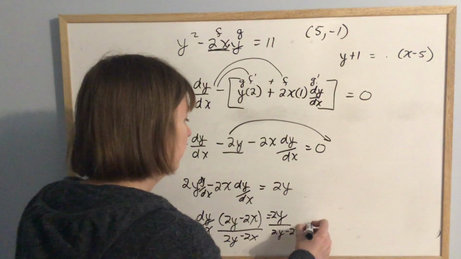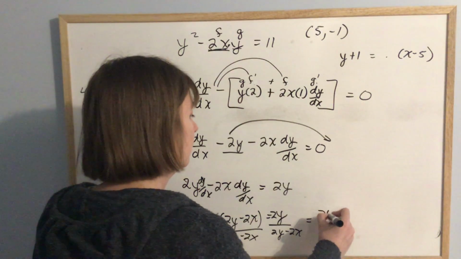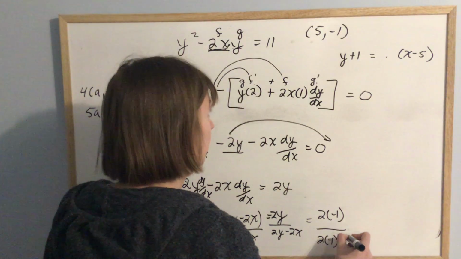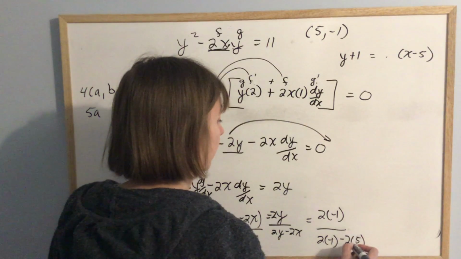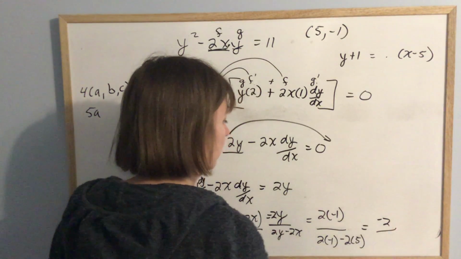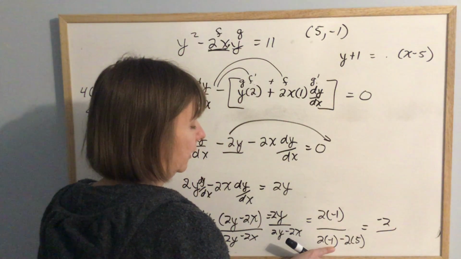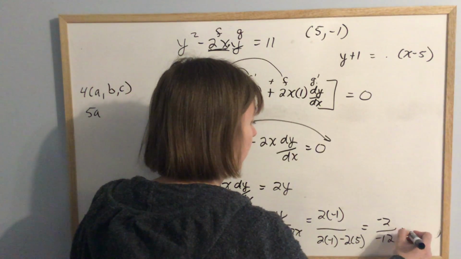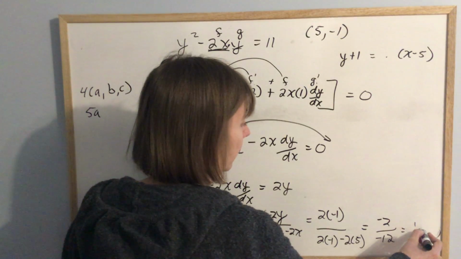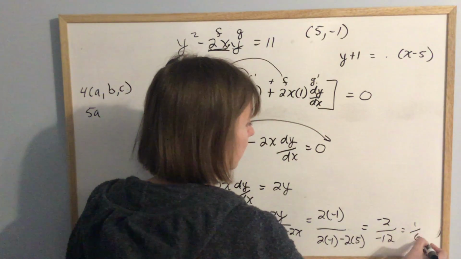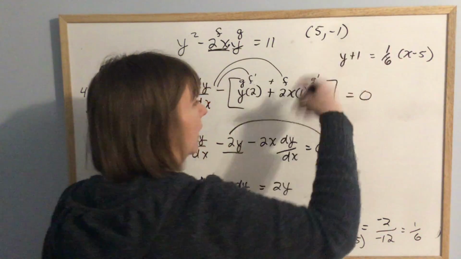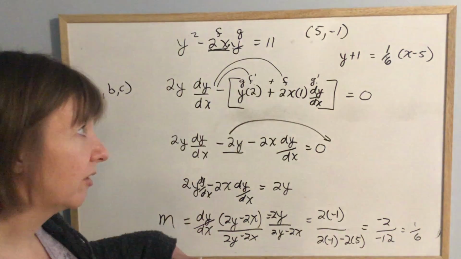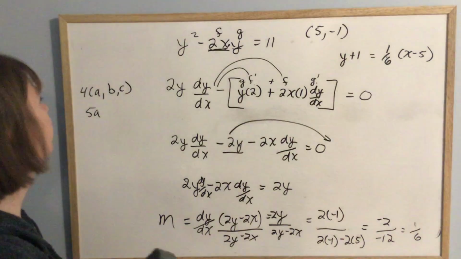So now it's just a matter of sticking the numbers in. So 2 times negative 1 over 2 times negative 1 minus 2 times 5. So that's negative 2, and that's negative 2 minus 10, which should be negative 12. So that is 1 over 6. And then you just clean that up from there. My guess is this was the problem, not that.